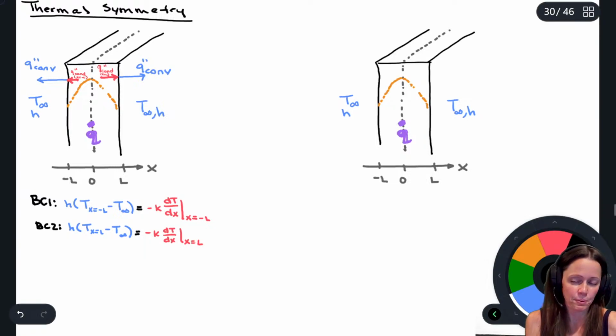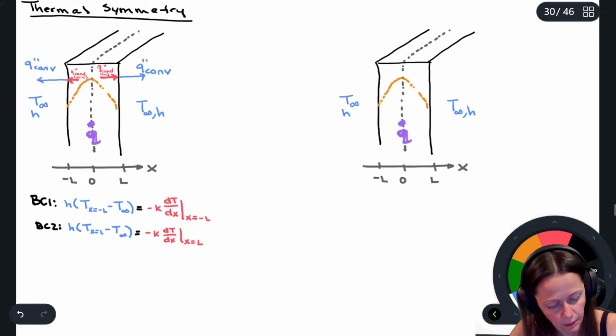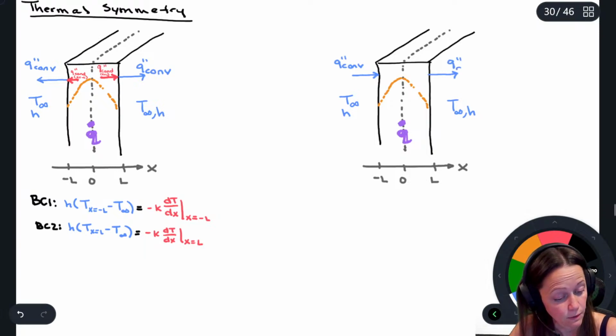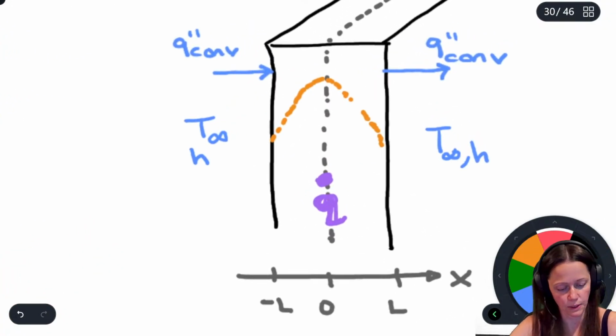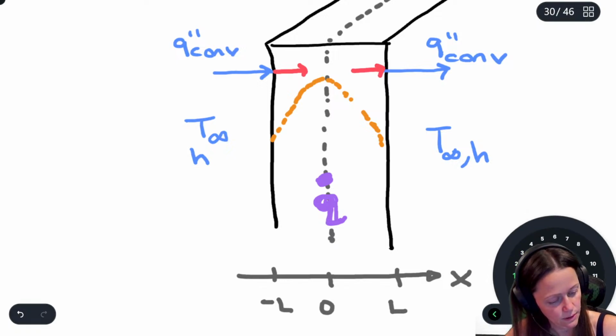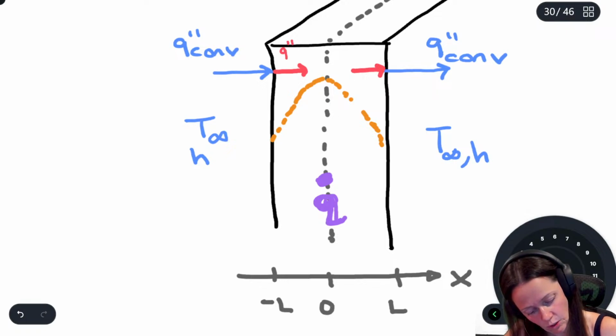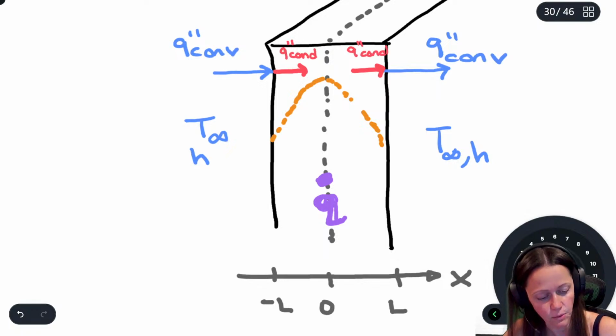And I'm putting it in two ways because what if I wasn't thinking and I was going to draw all the arrows going to the right? It doesn't really matter. I'm recognizing that there's going to be heat transfer because there's a temperature gradient. So let's do that. Q convection here, Q convection here. What's going in has to go out. So this is going to be my Q by conduction at x equals negative L, and this is my Q by conduction at x equals L.